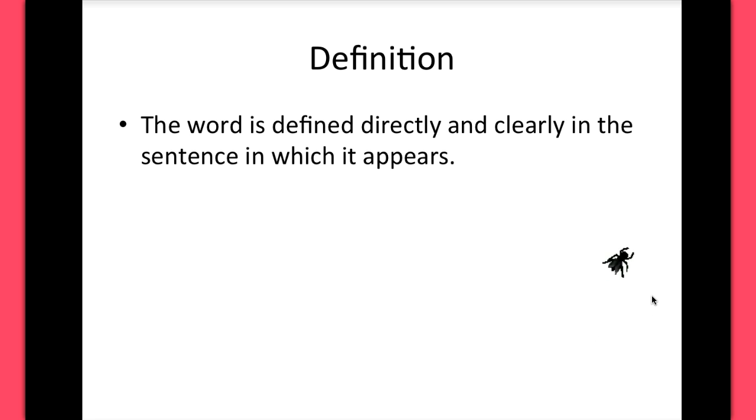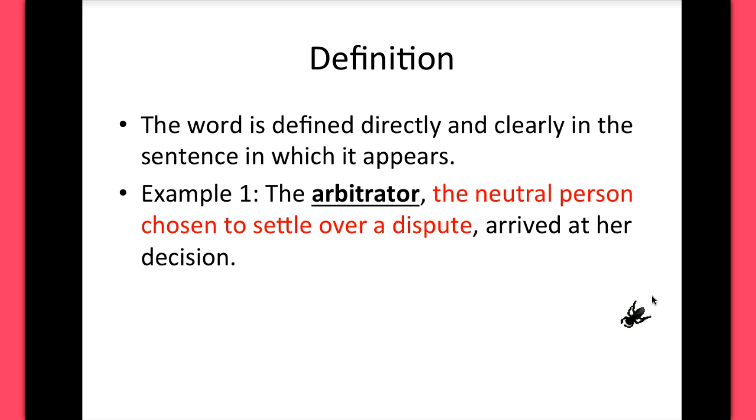So, the first type of context clue. This is when the word is defined directly and clearly in the sentence in which it appears. It's right there. There's no guessing. There's no hunting around for it. If you don't know the word and there's a definition context clue, it's right there. Example, you say? Of course, here it is.